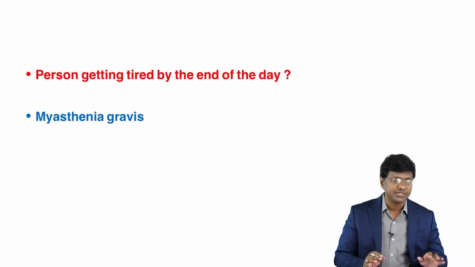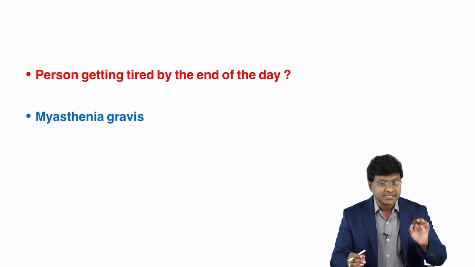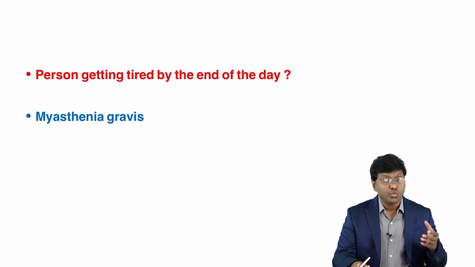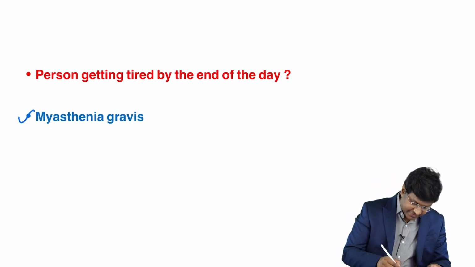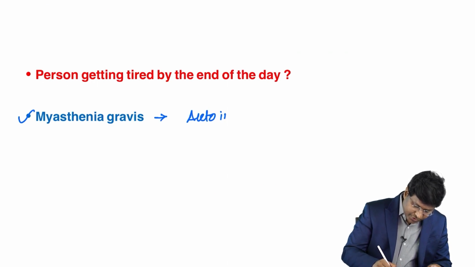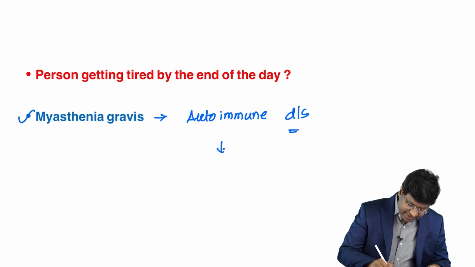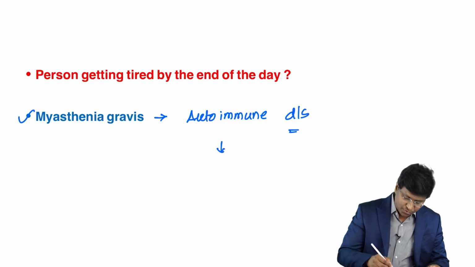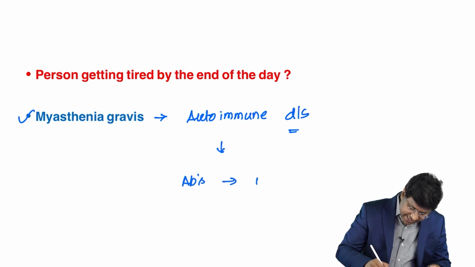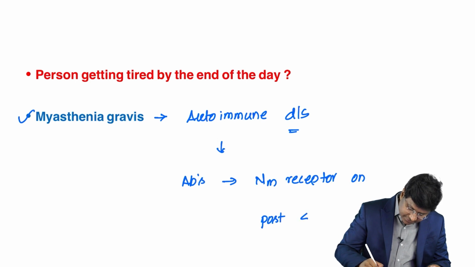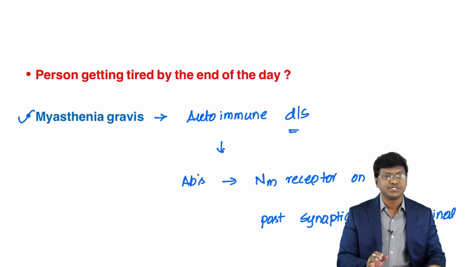Next, there was one question from neurology, right? The students were unable to give the entire scenario, but they were saying, sir, the person was getting tired by the end of the day, right? So where will you have that? In patients with myasthenia gravis. Myasthenia gravis being an autoimmune disorder, you will have diurnal weakness. Early in the morning the individual will be fine, but as the day progresses the tiredness increases. And this particular autoimmune disease, let me tell you, is due to antibodies which are formed against the NM receptor on the postsynaptic nerve terminal. Right, so that is about the pathophysiology in myasthenia gravis.